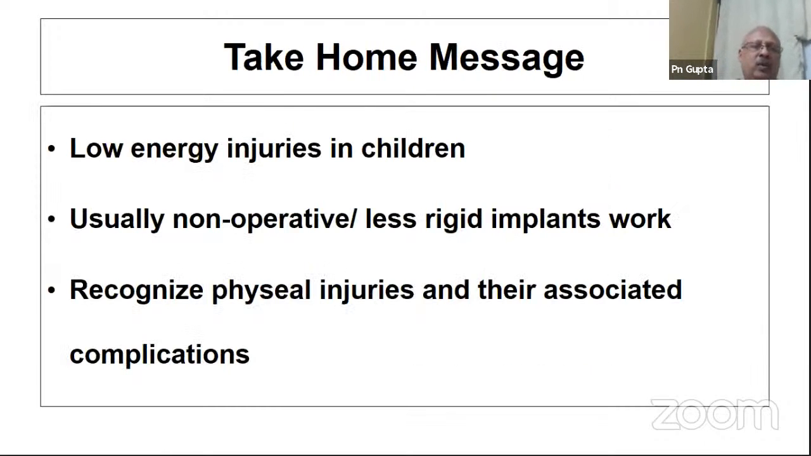So to conclude, low energy injuries are common in children. Usually, the treatment remains non operative or with less rigid implants. One has to recognize the peculiar injuries in children, especially physeal injuries, and their associated complications should also be recognized. Thank you so much. I'll be happy to answer any questions if there are.